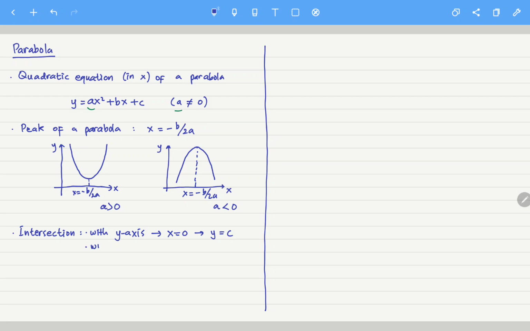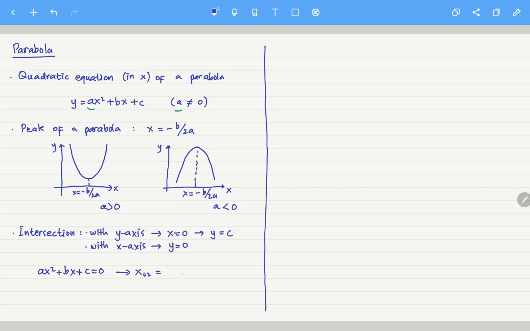And next, if we calculate the intersection with the x axis, then we should set y equals 0. So in this case, we need to solve ax squared plus bx plus c equals 0. And for this type of equation, we know the general formula to get the value of x. So in this case, let me write x1,2.